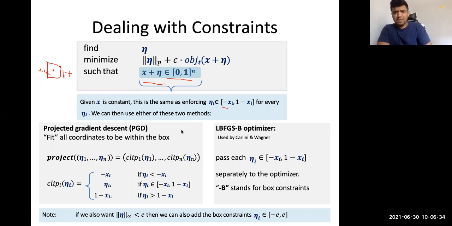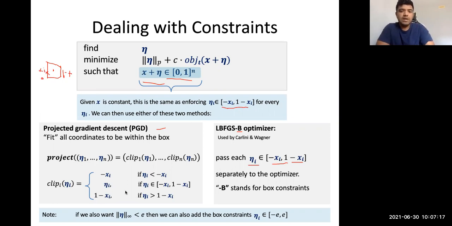And so this is where the optimizers come in. How do we make sure our eta is within this range? There are two options. One is the L-BFGS-B optimizer. The B here stands for box. We pass in our eta, and we get our corresponding value. Another method is projected gradient descent, or PGD. What PGD does is, say you get your eta to be somewhere outside the box, and we project it back to the box.